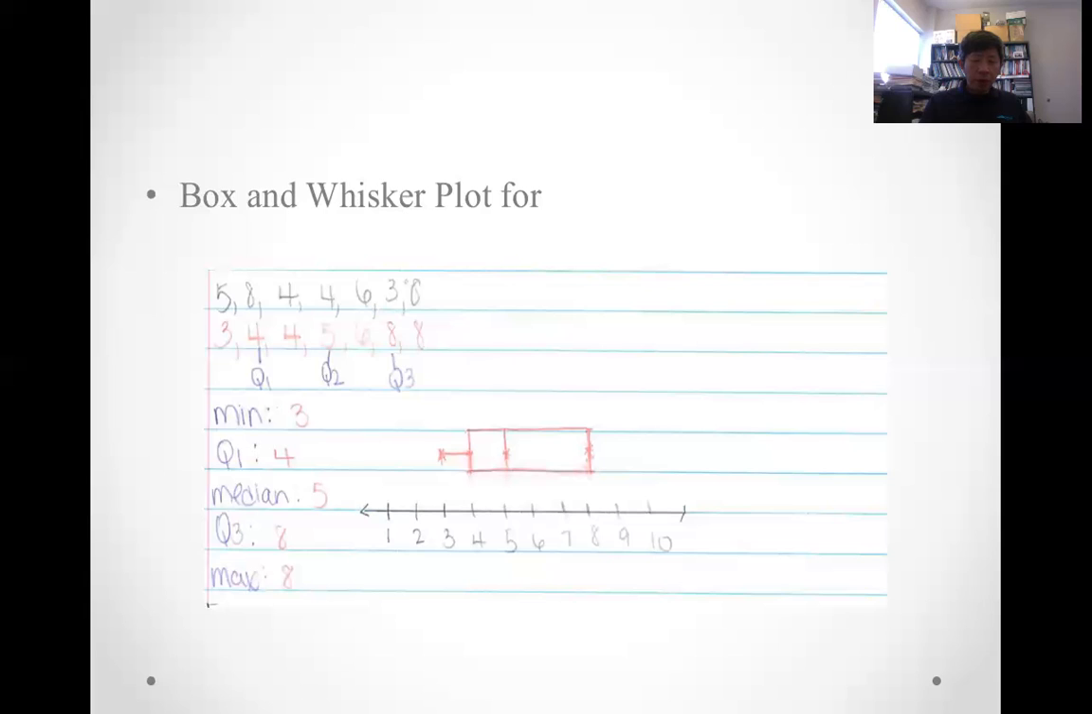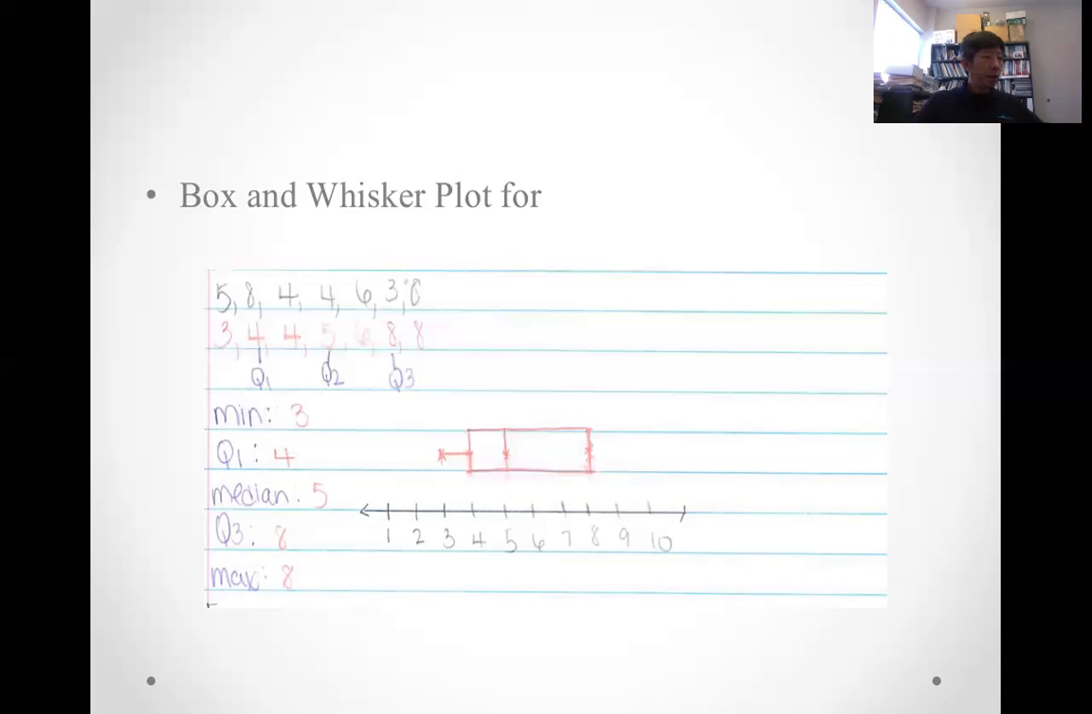we have a 5 number summary. We have the least number, and we have the median number like this, okay? And then we have Q1 like this, right? And then we have Q3 and the max number, and then we can draw a box like this, and we have a whisker and whisker like this, okay?